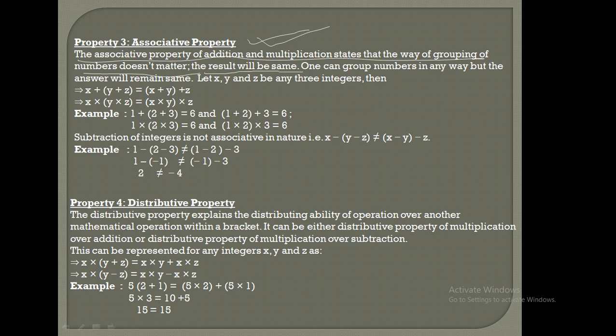The result will be the same. Means we can form any group. In addition and in multiplication, we can form any group. One can group numbers in any way, but the answer will be the same. Here x, y, z are any three integers. We can understand with the help of this one.